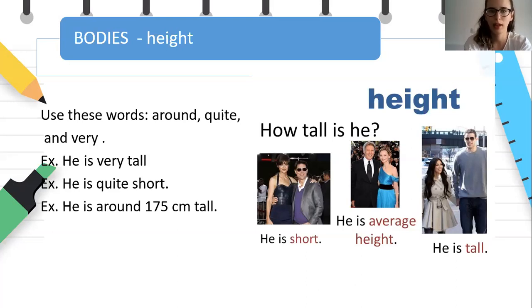When describing the height, you can use these words: around, quite, and very. Let's see in the examples how we use these words. He is very tall. He is quite short. He is around 175 centimeters tall. So when we talk about the height, we use short, average height, or medium height, and tall. And once again, you can use these words: around, quite, and very.